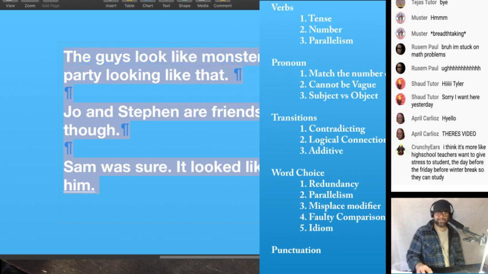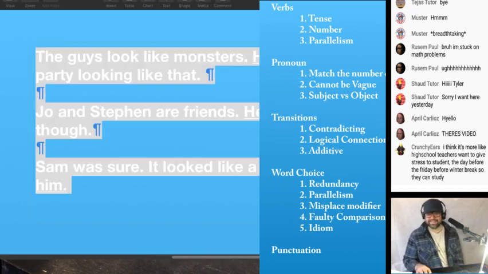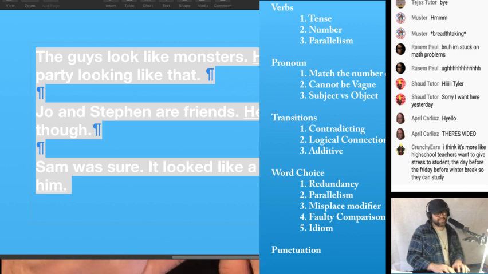So check this out. Maybe actually, that's a pretty solid theory, Crunchy. So let's look at redundancy. It's like something like this.